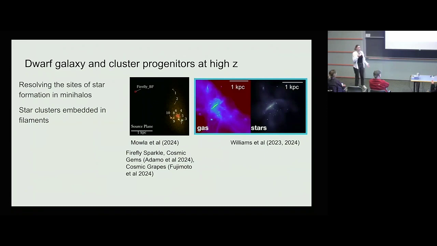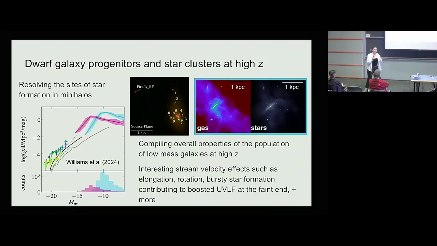So we have these star clusters embedded in gaseous filaments. We're observing that there are differences with and without this baryonic dark matter streaming velocity. And we have a large population in the box, so we can compile overall statistics about the population of dwarf galaxies that will form in different regions of the universe.